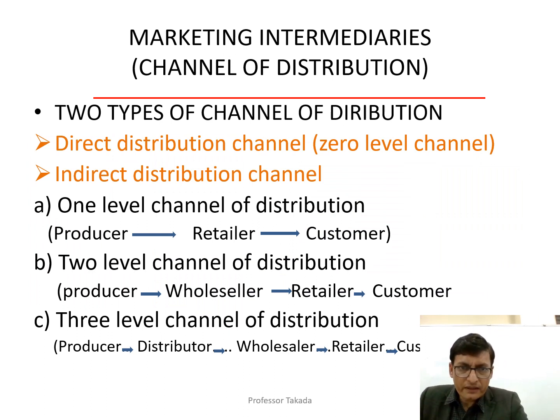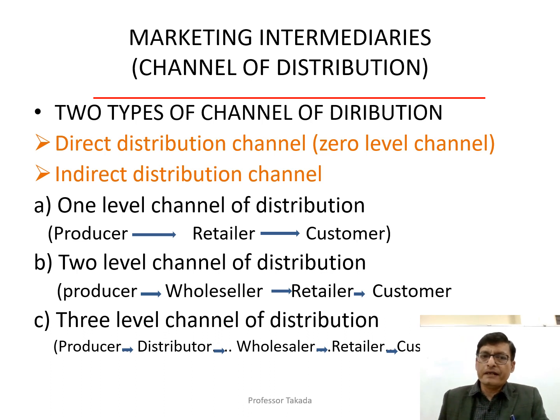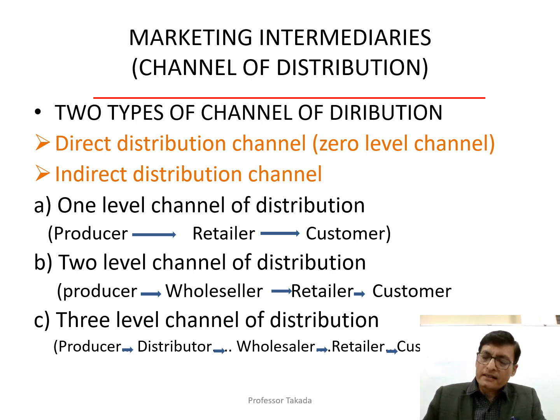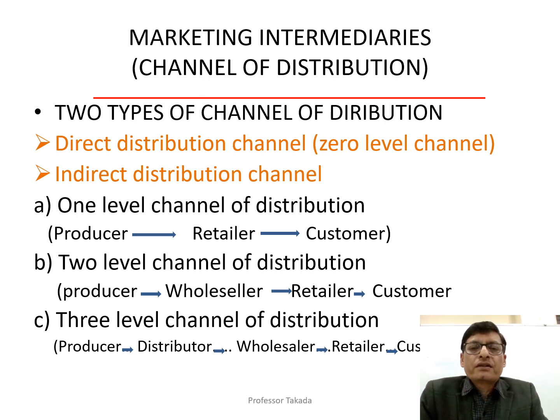Now, there are two types of distribution channel or marketing intermediaries. Direct distribution channel, also referred to as zero level channel, and second is indirect distribution channel. Under direct distribution channel, there is no middleman. The company directly supplies the goods to the customers, or directly tries to reach the customers. That is why it is referred to as zero level channel. Now let us discuss indirect distribution channel. It can be classified into one level, two level, and three level channel, depending upon the number of middlemen.